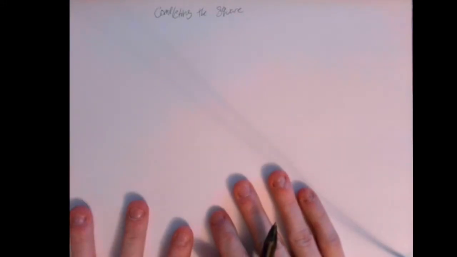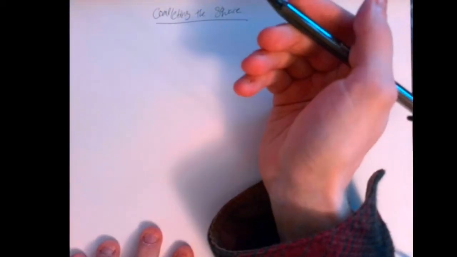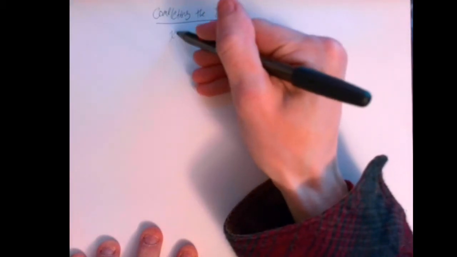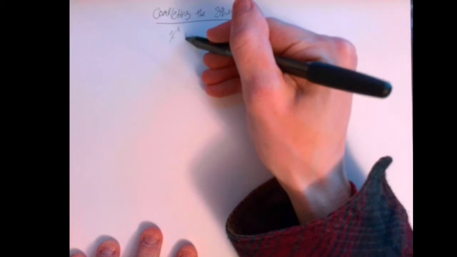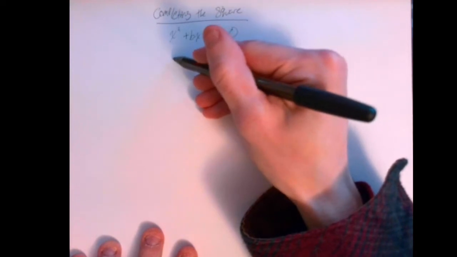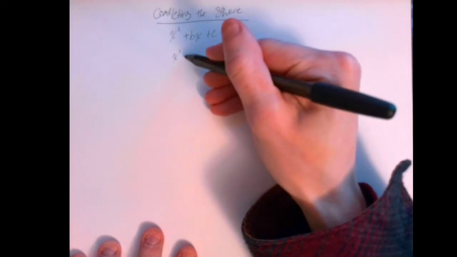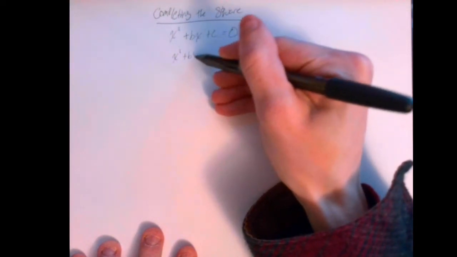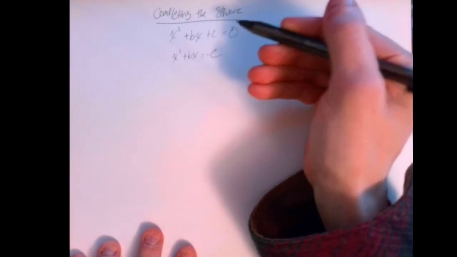Alright, so let's prove completing the square. The technique completing the square. So, if you have a quadratic equation in one variable, let's say x squared plus bx plus c equals 0, and you take that, you subtract c from both sides, you get x squared plus bx equals negative c.